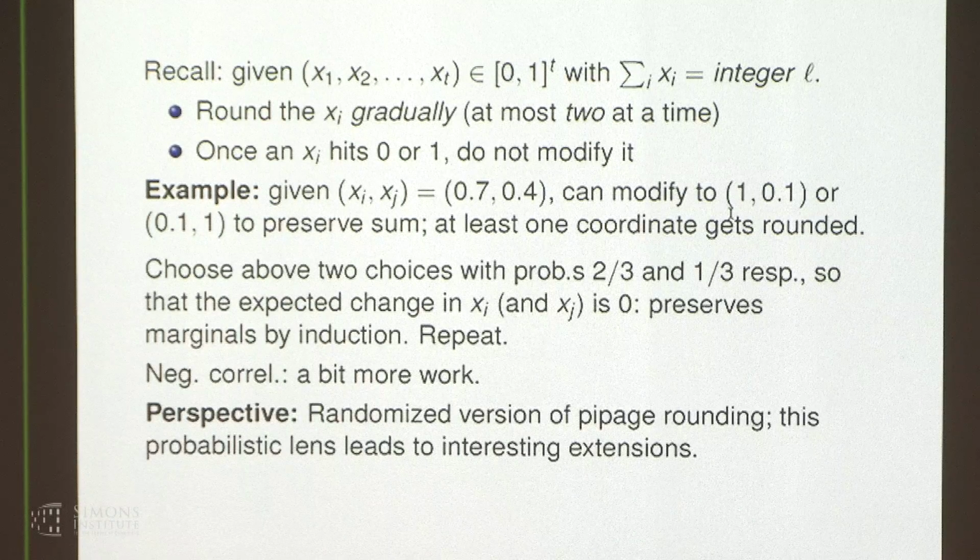But as we'll see, the probabilistic lens, over time, has led to interesting extensions, just like with the probabilistic method, which in spirit, in principle, reduces to counting, right? But we all know that the probabilistic lens lets us develop interesting applications and extensions, and we'll see some of them, right? So this is just basic dependent rounding.